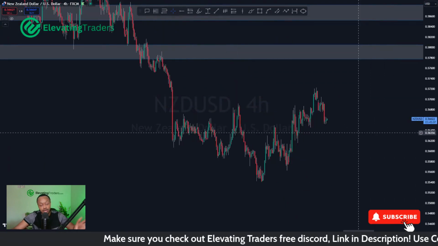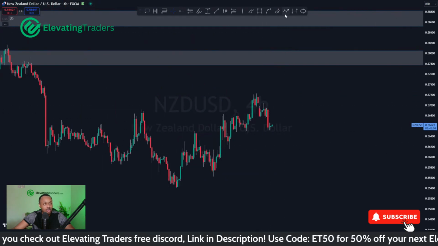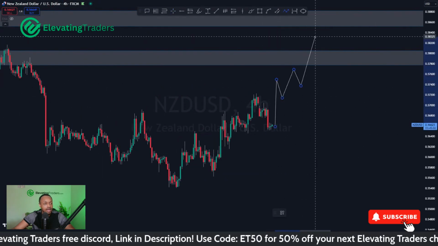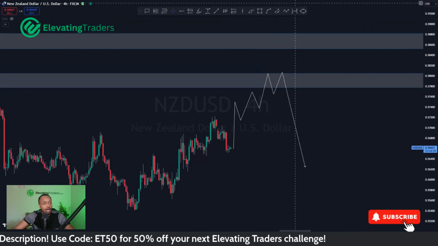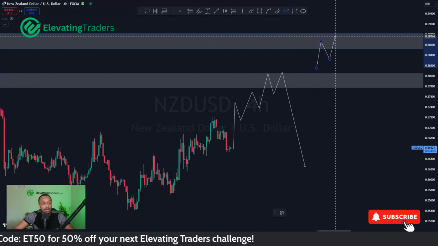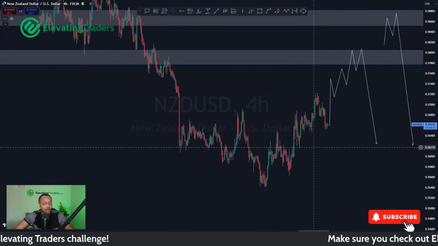But likewise with Aussie dollar, price has been very, very corrective. So again, looking for a bigger pullback here. And hopefully we can talk about some shorts pretty soon from that 0.58 area or that 0.586, depending where we get to and how bullish or bearish we are.